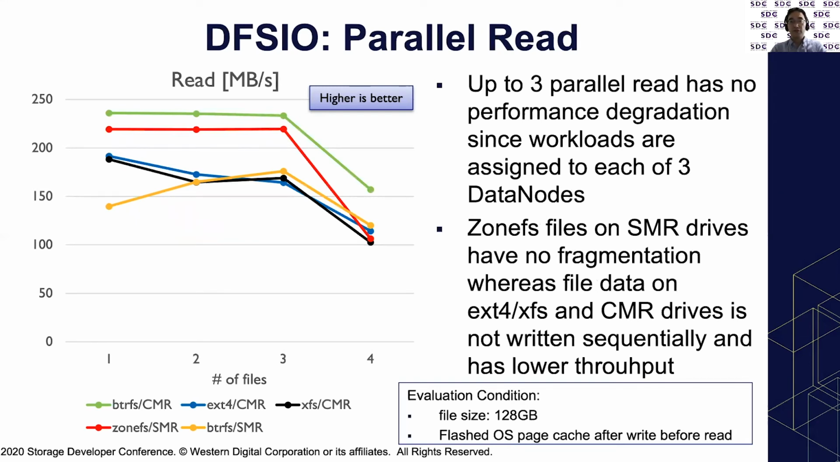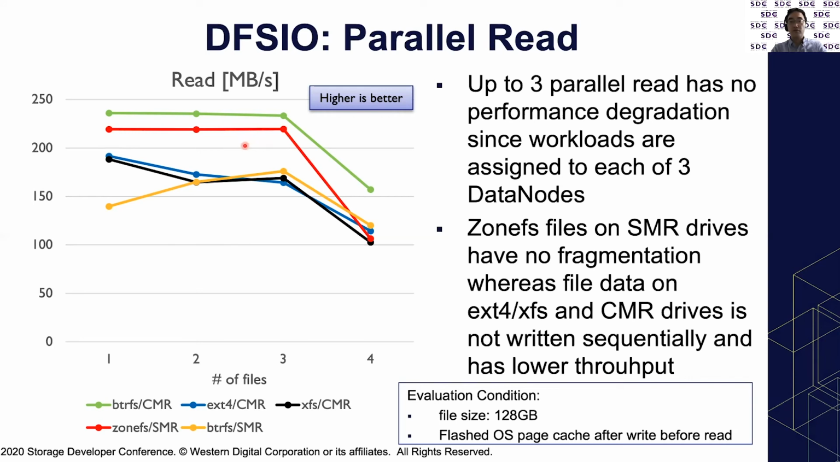This chart shows the parallel read throughput changes by number of read streams. This red line shows the throughput of ZoneFS on SMR. Even though the number of read streams increases, the throughput does not change up to 3 streams. This is because the workloads are assigned to 3 data nodes, which has 3 replicas. The file read requests to each file is assigned to each data node. Then there is no performance degradation.